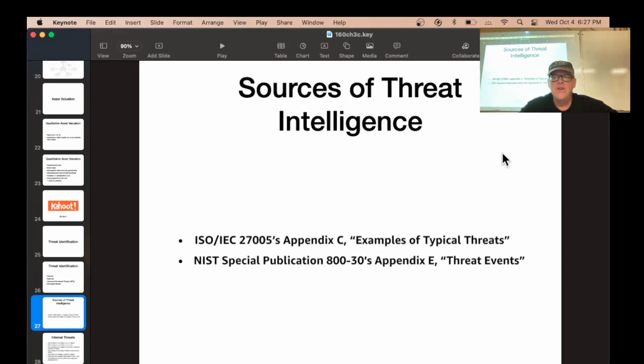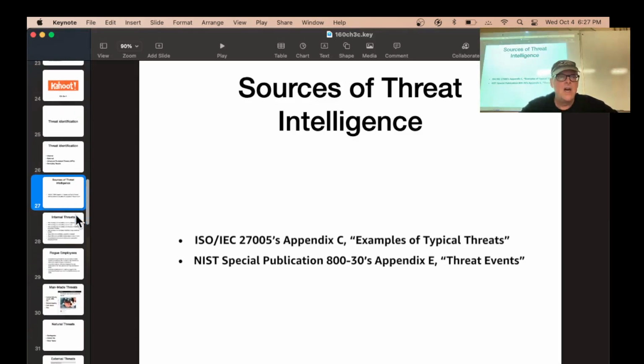All right, so you can get threat intelligence. There are examples in the ISO 27000 stuff, in the NIST stuff, general threat events, and you can also subscribe to up-to-date threat intelligence sources from the antivirus companies and such.